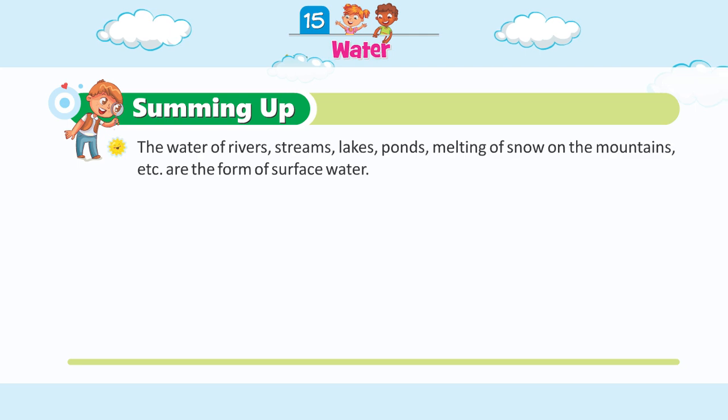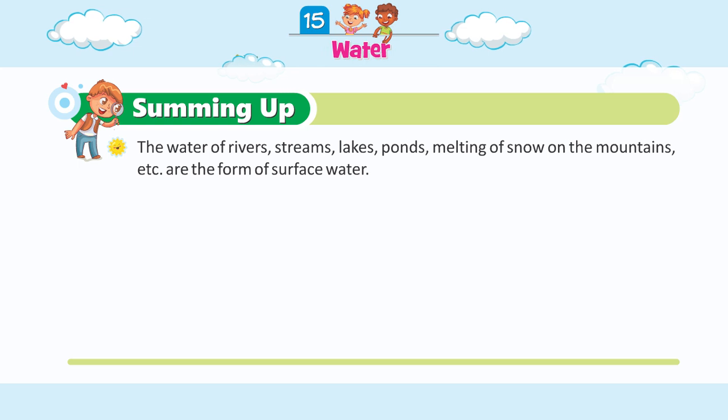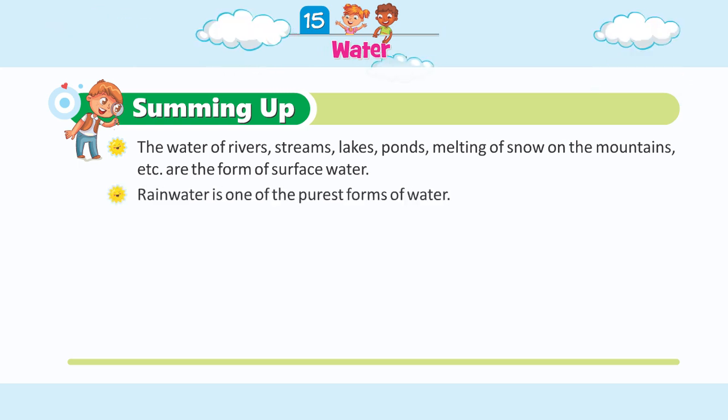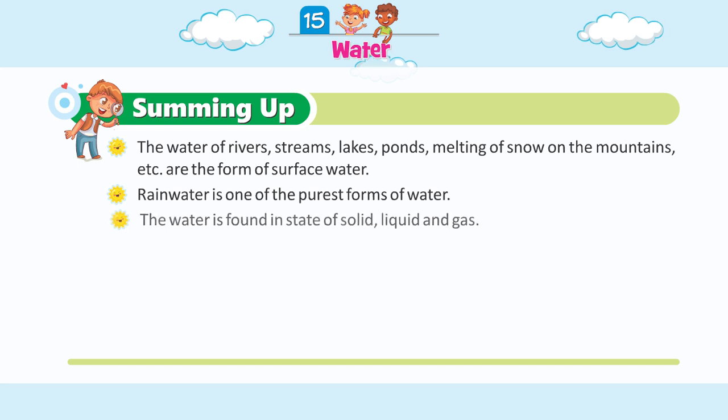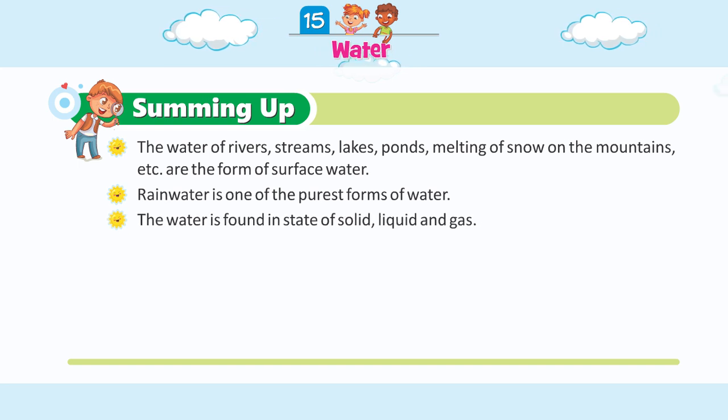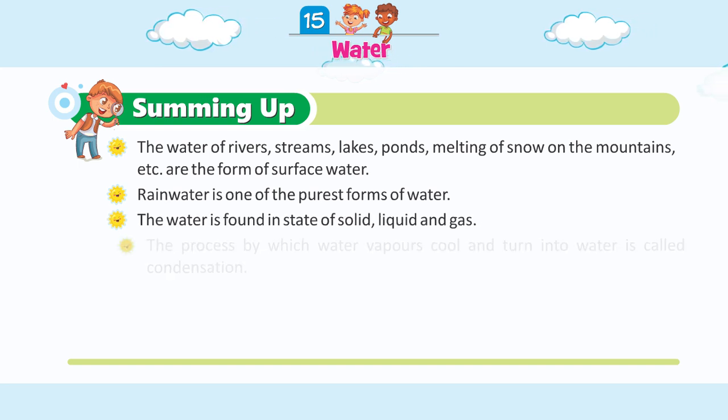Summing up. The water of rivers, streams, lakes, ponds, melting of snow on the mountains, etc. are the forms of surface water. Rainwater is one of the purest forms of water. Water is found in the state of solid, liquid, and gas.